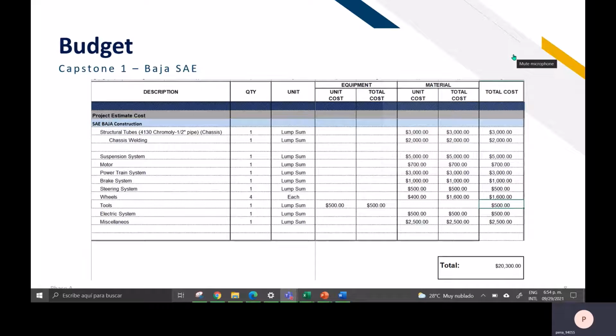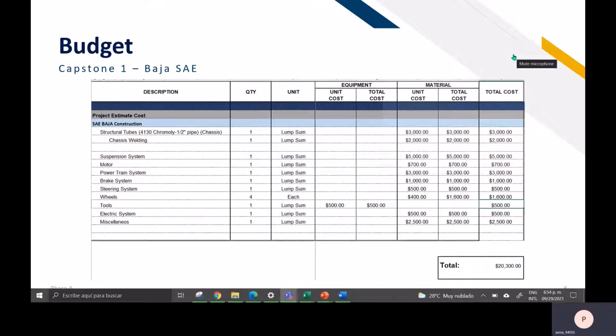Hello, my name is Anthony Peña. I present the budget for SAE Baja. This project estimates the cost of the structural pipes, cross-molding, and the chassis welding at a price of $3,000. The lump sum, the unique lump sum, is the full job and work on this structural chassis and welding is $2,000. The suspension system is $5,000.